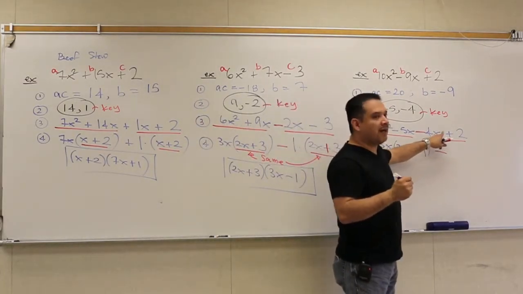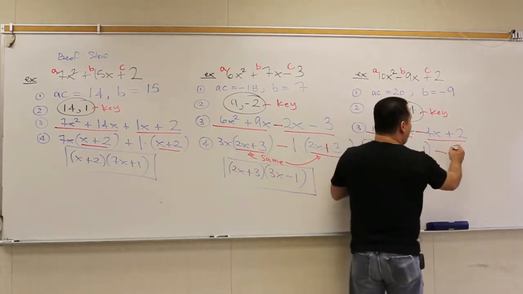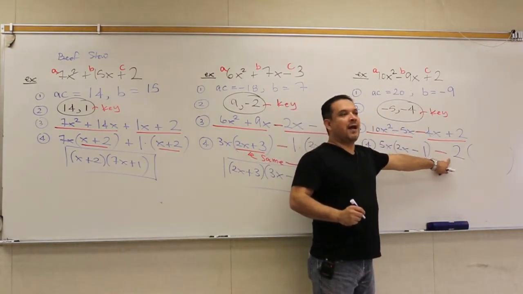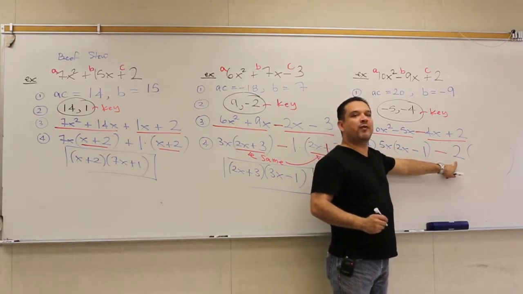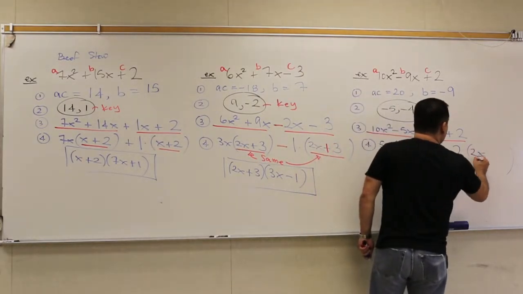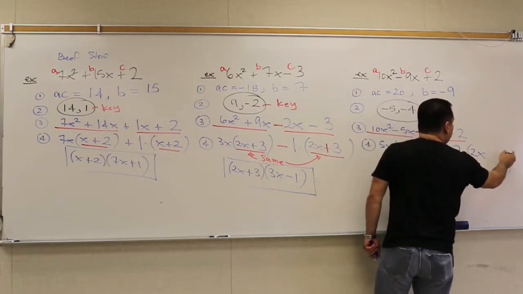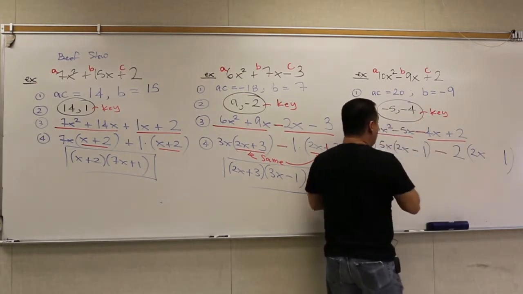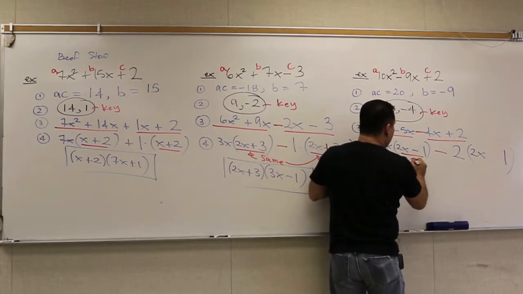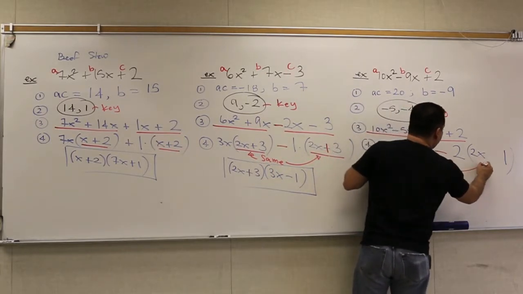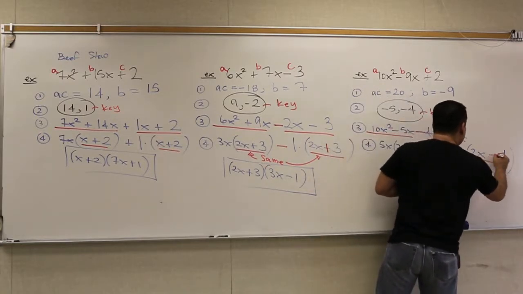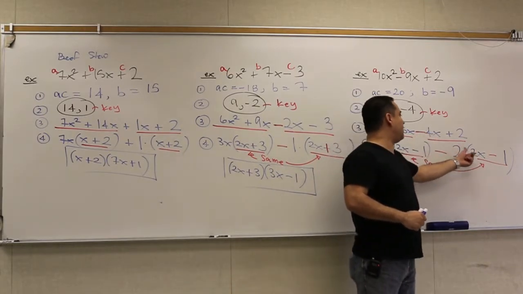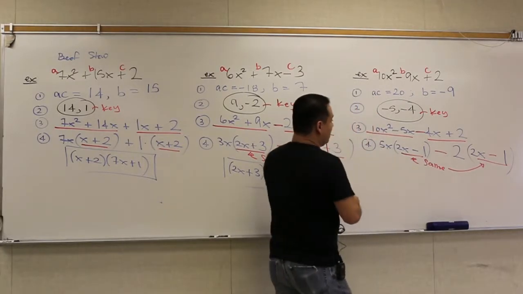What's the greatest common factor of 4x and 2? 2. Put down your 2. You guys with me on this? Now, 4x divided by 2 is really what? Isn't that 2x? 2 divided by 2 is really what? 1. You're finding the quotient. Are you going to put down plus here? No. What does it have to be? Has to be minus. These have to be the same. So that's a minus. Double check. Negative 2 times 2x, negative 4x. Negative 2 times negative 1, positive 2. They're the same. You're done.